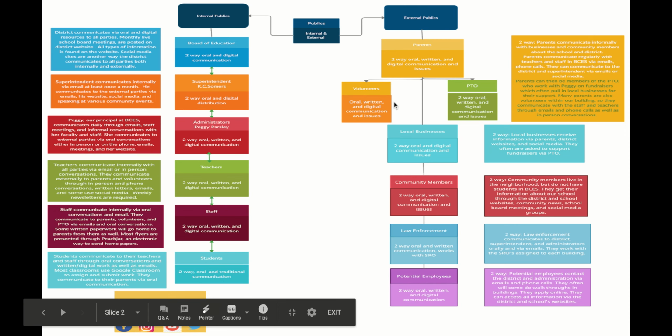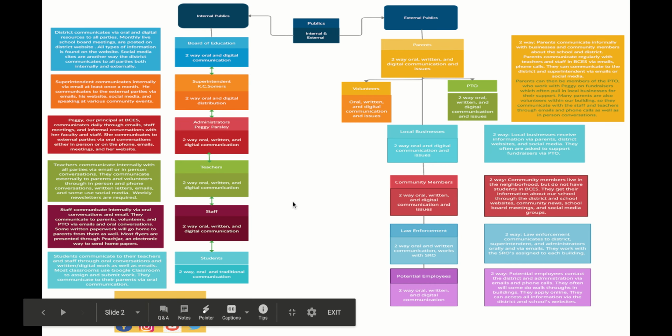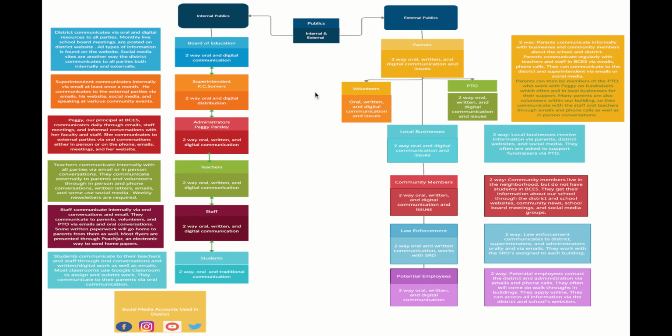Looking over here at the external, of course, you have your parents, and that is a two-way communication. They can communicate with the Board of Education, Mr. Summers, of course, our principal, teachers, and staff. So they definitely do communicate two ways in oral, written, and digital communication. And they also voice any concerns or issues with any of the internal publics, depending on where their concern falls. Then I broke down, we have a huge volunteer community in our school, but it's really mostly parents. We occasionally will get a community member, but most of them are parents.